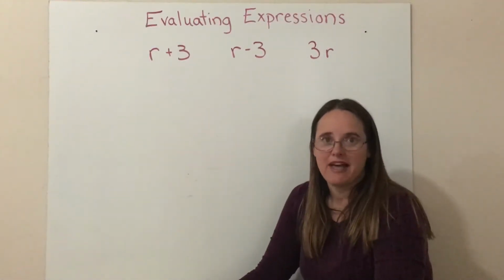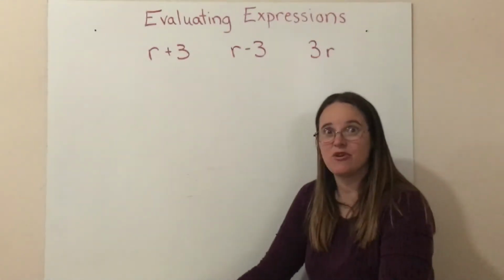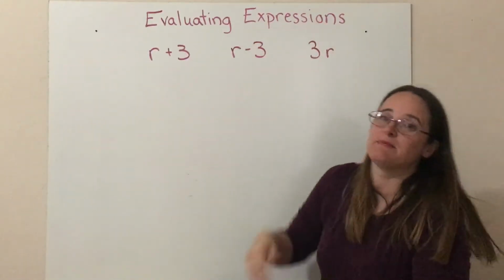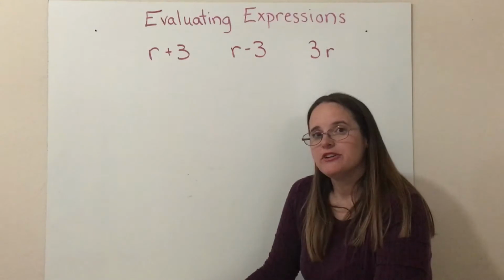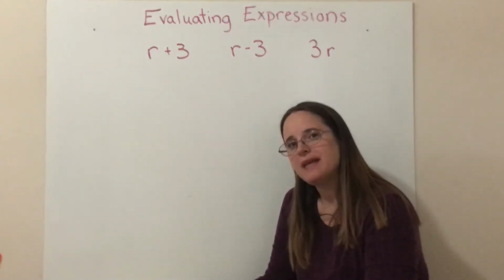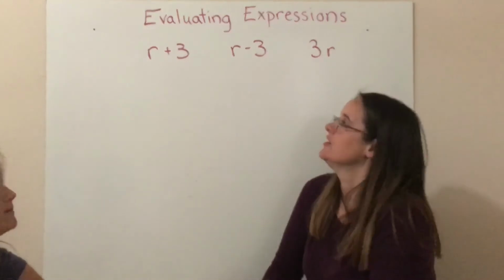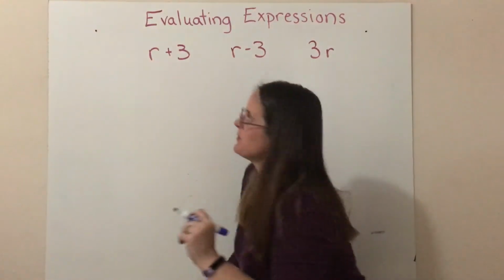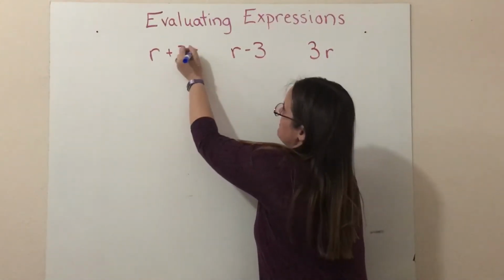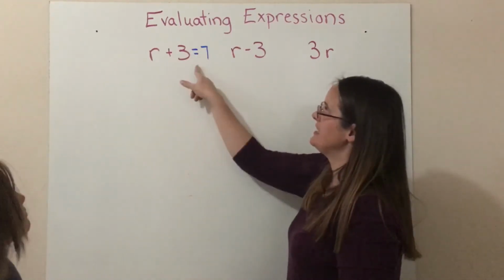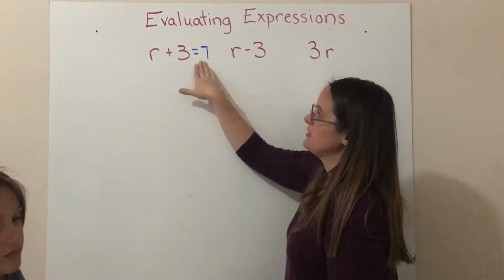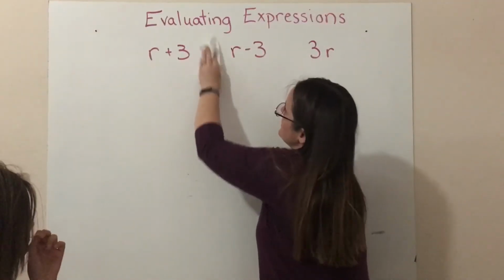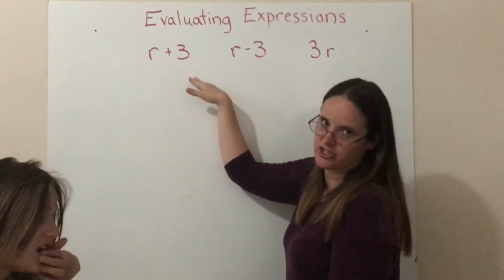Evaluating is a fancy math word meaning solve. We're just going to solve problems by evaluating them. Expressions is the math word for a math problem that doesn't have an equal sign. I have 3 expressions written up here. I can turn these expressions into equations by putting in an equal sign. If I added equals 7 here, r plus 3 equals 7 is an equation. R plus 3 with no equal sign is an expression.